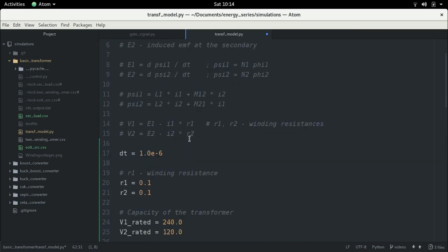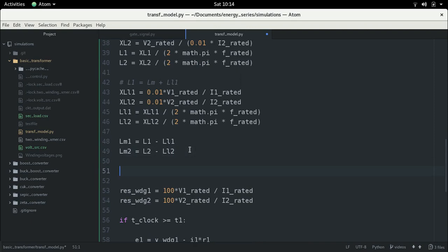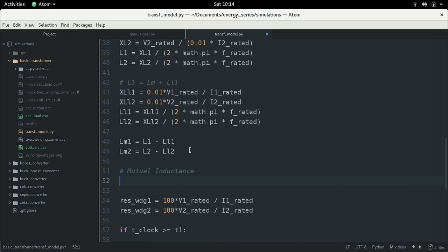Now let's come all the way here and let's calculate mutual inductance. We have already calculated the winding inductance. So let's put another comment and call this mutual inductance. Now mutual inductance, let's call it M12, is usually the square root of the two inductances. So we have to now calculate LM1 multiplied by LM2, right?